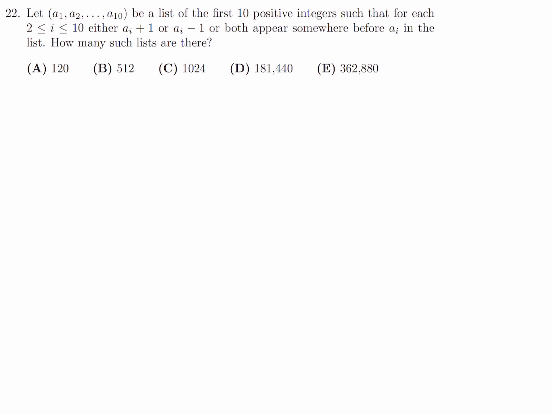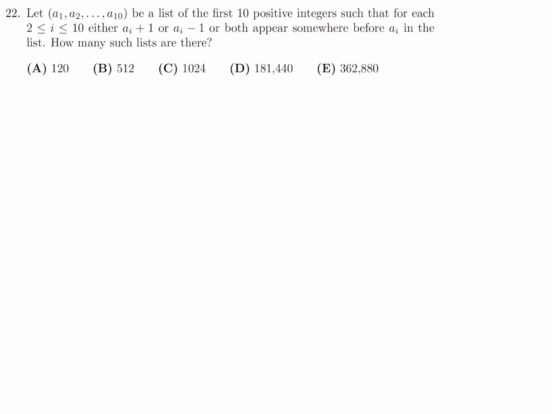Let a1, a2, up until a10 be a list of the first 10 positive integers such that for each i between 2 and 10 inclusive, either ai plus 1 or ai minus 1, or both, appear somewhere before ai in the list. How many such lists are there?